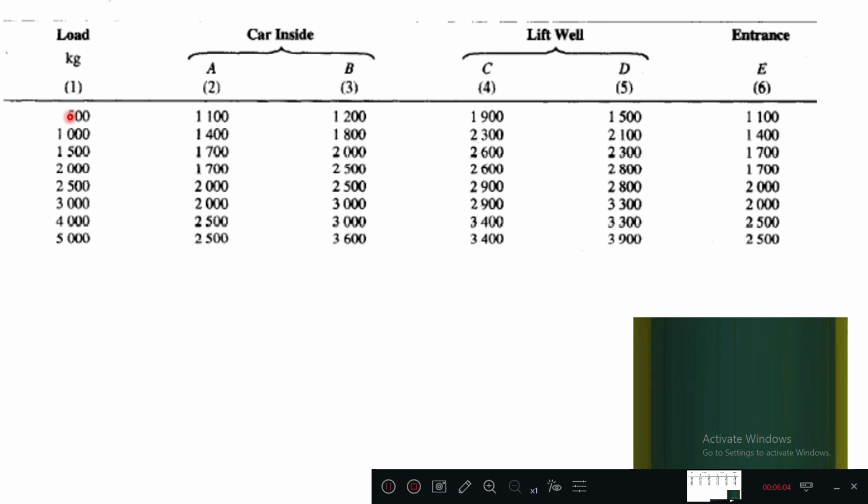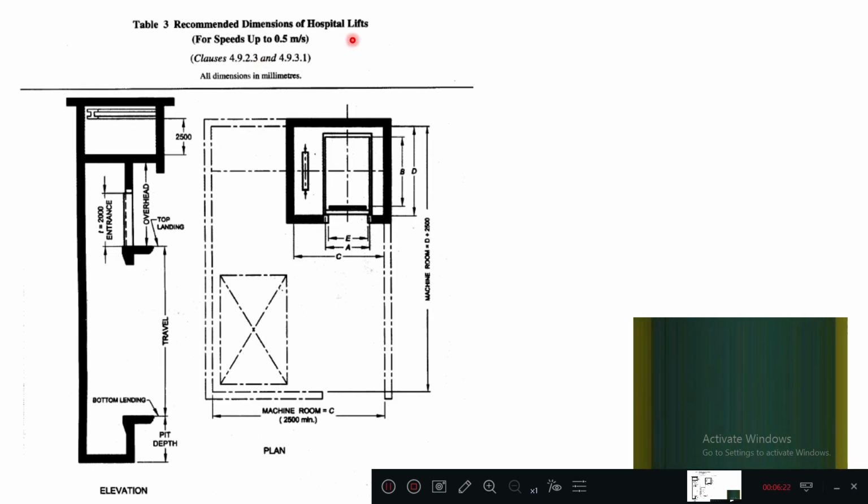Same type: loads are increasing, dimensions are increasing. Car dimensions A and B, C and D are lift well dimensions, E is for entrance dimensions. All are in mm. This is for hospital beds or the hospital lift. Here also the speed is very low, 0.5 meter per second. These clauses we have studied, clauses 4.9.2.3 and 4.9.3.1, in the previous video. This is for hospital beds, and the same dimensions are given in the table.